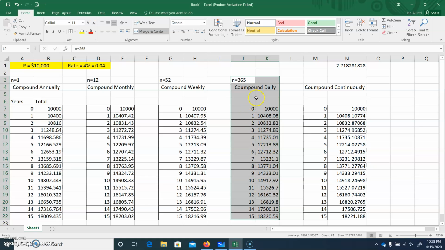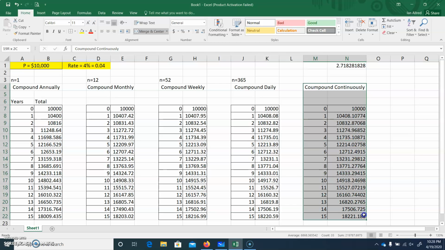So we could do this every hour, every minute. This would be a large N. We could do it every second. And we could do it fractions of seconds. But what happens is, as we see, the total down here doesn't change as much as we keep going, it kind of dwindles off. And we see what we have over here as compound continuously. And that's the other formula with the E in it. This is the best we could do. Okay, so if we kept making our N higher and higher, this is where we end up.